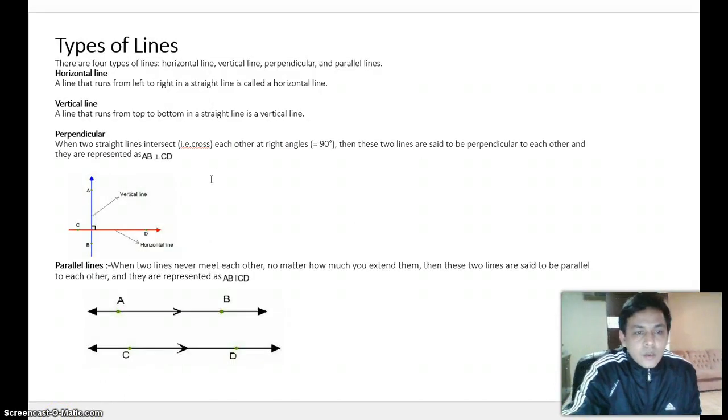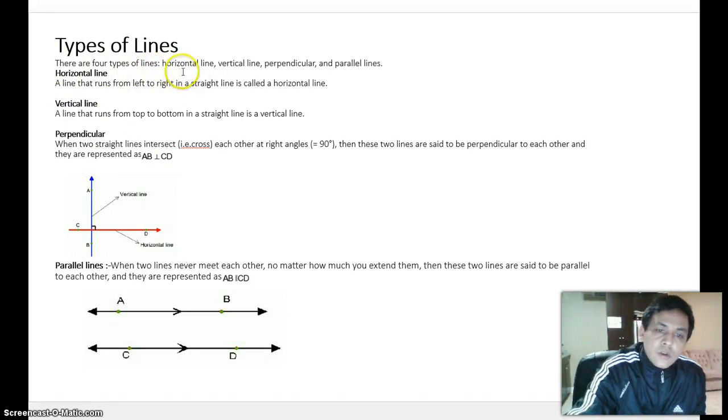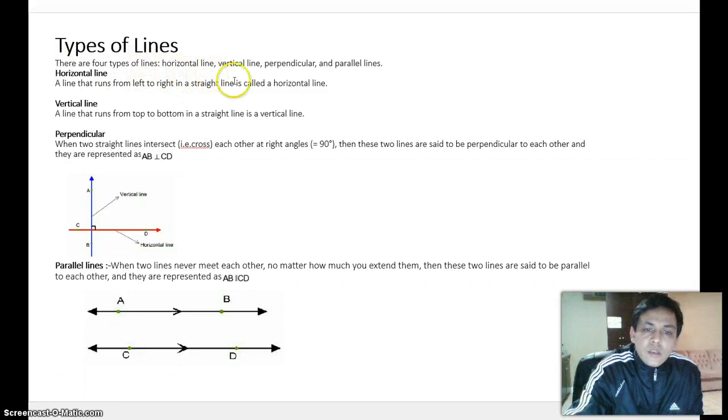There are so many lines, but in this video I'm going to explain only four: horizontal line, vertical line, perpendicular line, and parallel lines. So what is a horizontal line? It's simple. A line that runs from left to right in a straight line is called a horizontal line. In this figure, CD is the horizontal line.